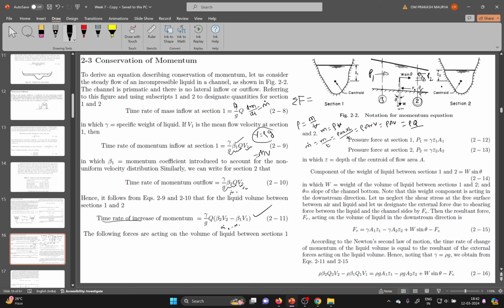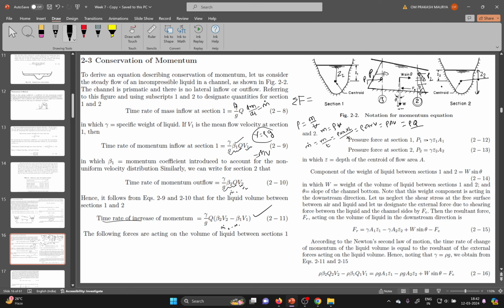Basically we calculate these things using the formulas. It will be actually at the centroid of the section, the P1, not at the mid. So P1 here and P2 here, and this depth at section 2 is from the top, actually not from the bottom. In this derivation we have considered from the top, so Z2, and from the top is Z1. We are talking about force here, not the pressure.